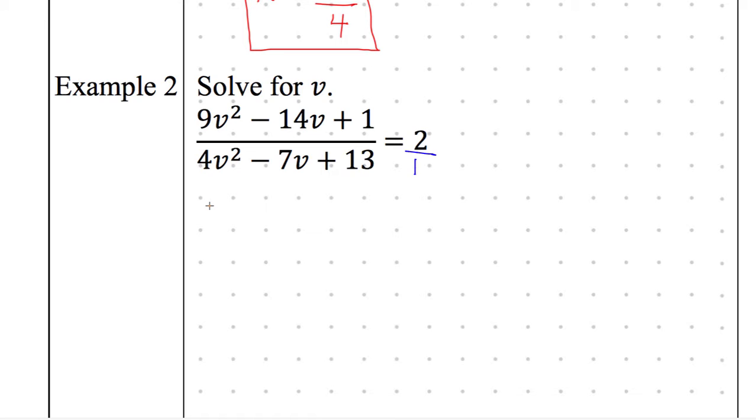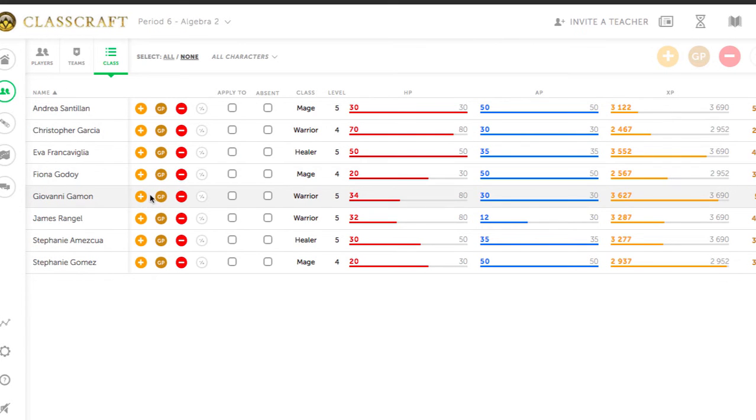I got you. Tell me what to write, James. Okay, which way are you going first? All right, so what do you get? 9b squared minus 14b plus 1. Okay, do the other side, James. 8b squared minus 14b plus 26. There it is. All right, James, thank you. You can turn in your card.